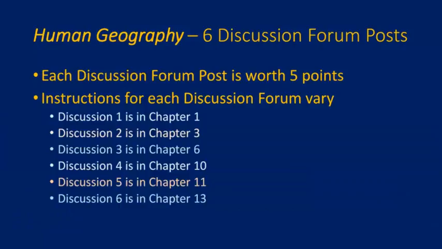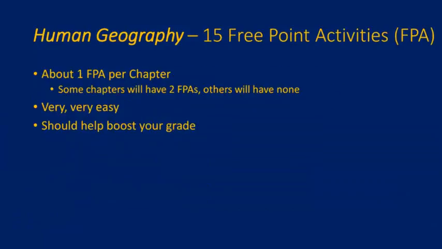Finally, there's the free point activities. And the free point activities, there's about one of them per chapter, but sometimes you'll have a chapter that'll have 2, maybe even 3. Other times you'll have a chapter that doesn't have them at all. But these are very, very easy. So this should be a situation where at the end of the semester, you've got yourself 15 free points. And so this should be 15 out of 15. All you do is just complete them.